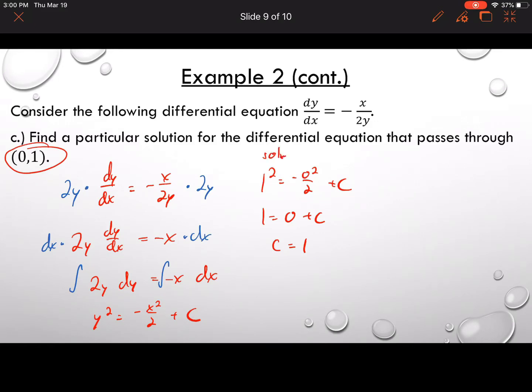So that's how you solve for c. So that's what we did. We solved for c. So now I just put it back in. So y squared is equal to negative x squared over 2 plus 1. So this would be your answer.